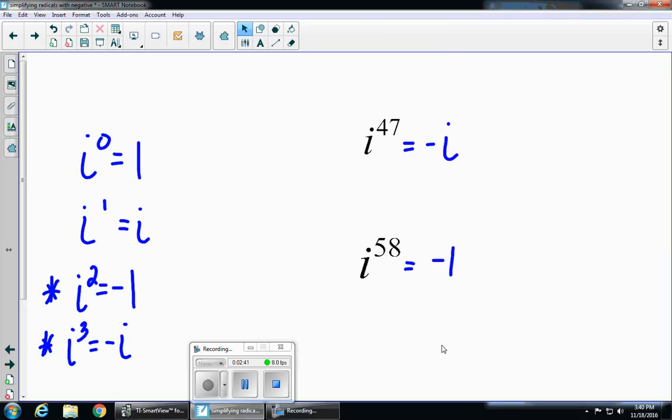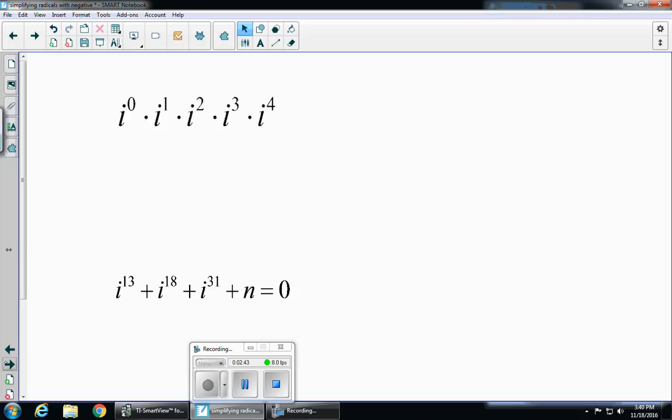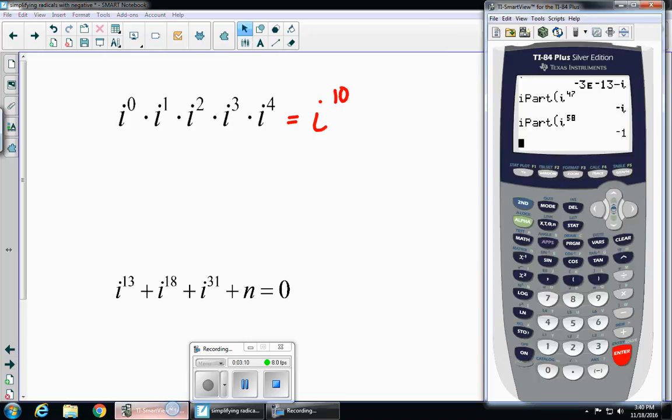So let's take a look at something that would be a little bit more involved. i to the 0 times i to the first times i to the second times i to the third times i to the fourth. If you remember your laws of exponents, we know that when we multiply, I add my exponents. So I can add up all of those exponents, 0 plus 1 plus 2 plus 3 plus 4. And when I do that, I'm going to get i to the 10th. And now I can go back to my calculator, Math, go to the right, choice 3, i to the 10th power, and I get negative 1.